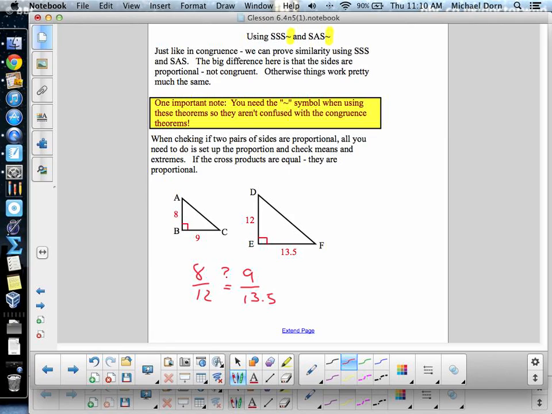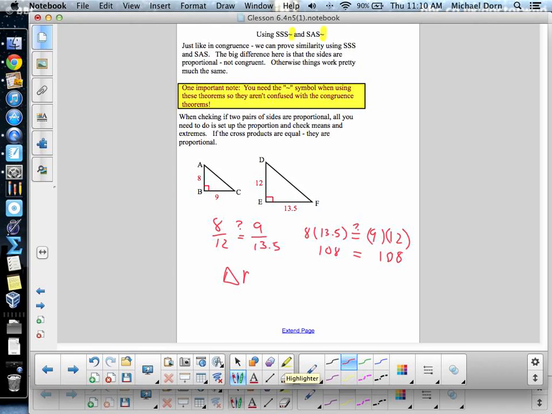We cross multiply. Now, I'm probably going to need my calculator for that. That's fine. 8 times 13.5 is 108. And we're going to say, is that equal to 9 times 12? 8 times 13.5 is 108. This is also 108. There we go. Yes, they are equal. Therefore, these sides are proportional. Therefore, I could say triangle ABC is similar to triangle DEF by side angle side similarity.